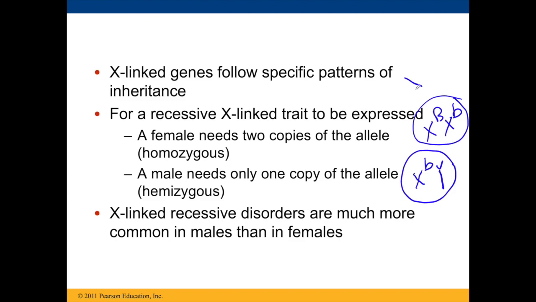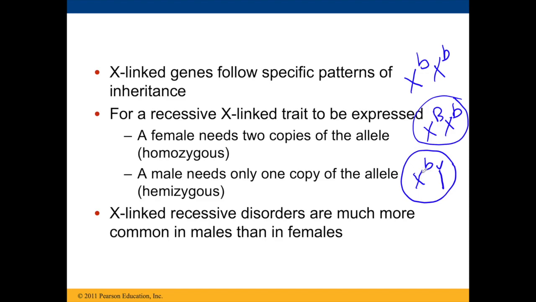Now, a biological female can have a recessive disease, but it's hard, because the way for her to have the recessive disease is for her to be homozygous recessive. So because of that, recessive diseases on the X chromosome occur in males much more often than females. As an example, something that is not a disease, but for some of you out there might feel like a disease: male pattern baldness.